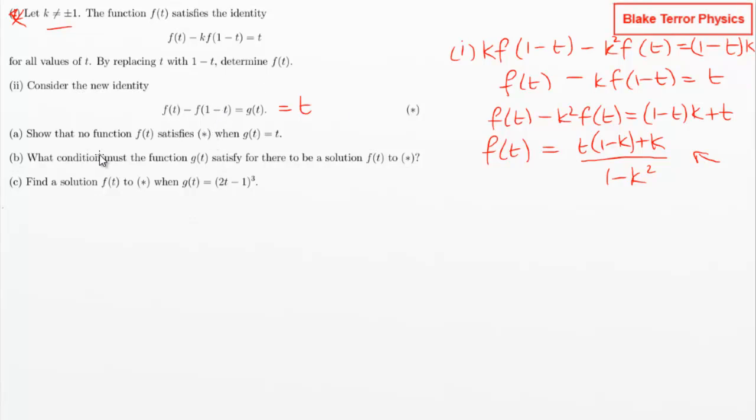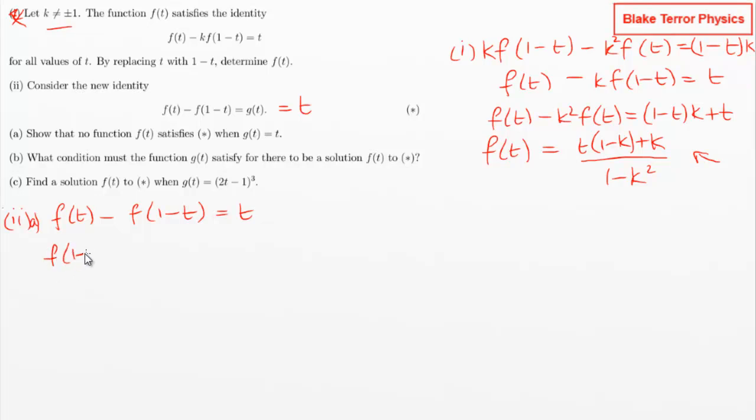Show that no function f of t satisfies that when g of t equals t. So they've given us, this is the second part, part A, f of t minus f of 1 minus t equals t. We have to show that there can't be an f of t to satisfy that. Well, I suppose it's usually the way in math: if you don't know what to do, which is the situation I'm in at the moment, do what you did in the previous bits of the question, because that's why they are the previous bits of the question. So let's replace t with 1 minus t and see what happens.